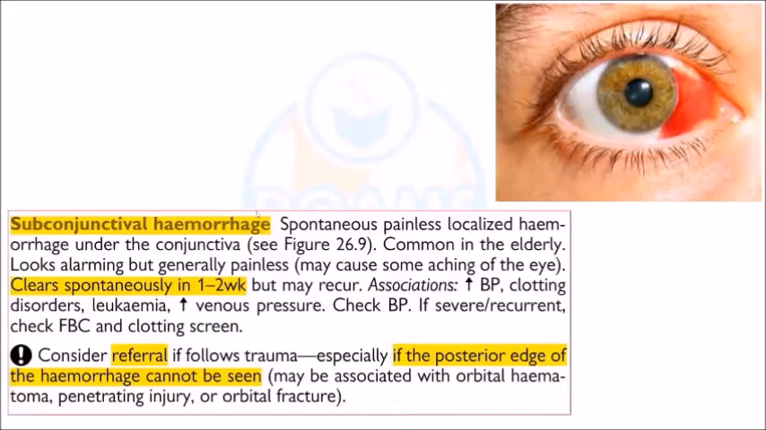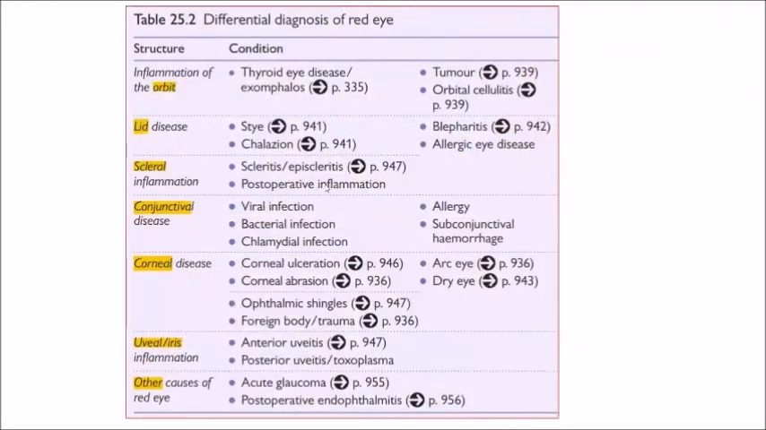If you pull down the conjunctiva, what will you see? Normal conjunctiva. So this is subconjunctival hemorrhage. Refer if it follows trauma or injury. Otherwise, no need to do anything. Usually you can check only the blood pressure of the patient. But if it keeps recurring, it needs observation or evaluation by a specialist.